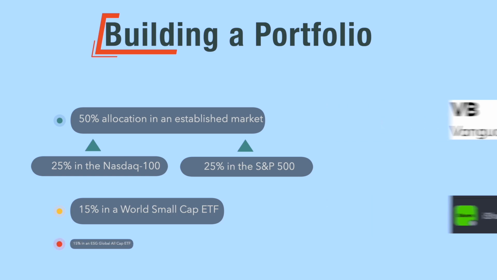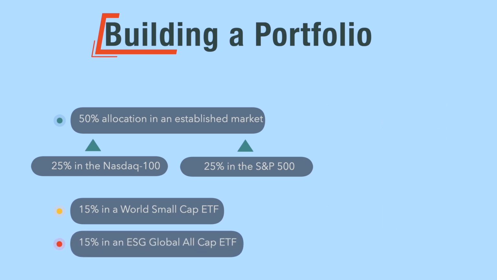Another 15% goes to an ESG Global All Cap ETF. This allows you to invest worldwide by prioritizing companies with good environmental, social, and governance practices.